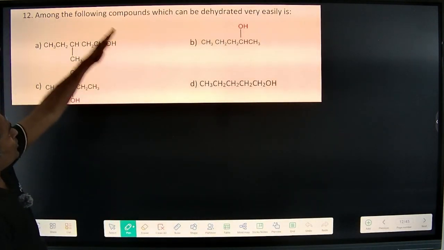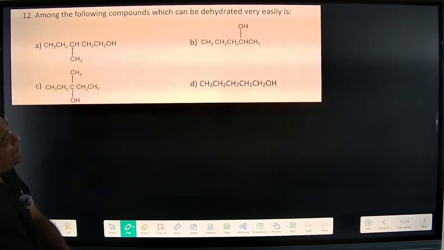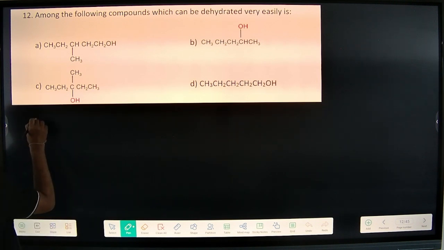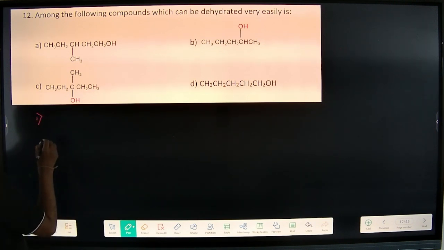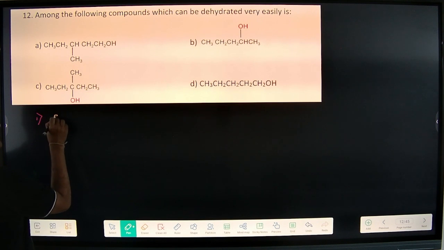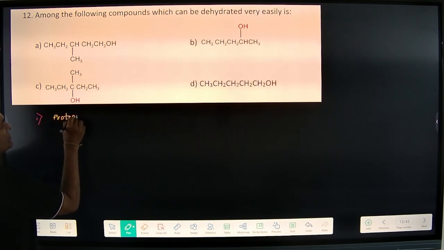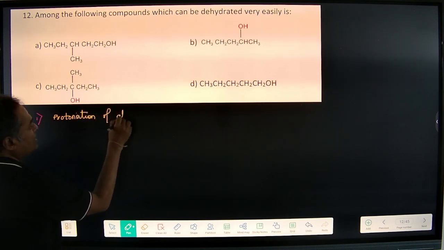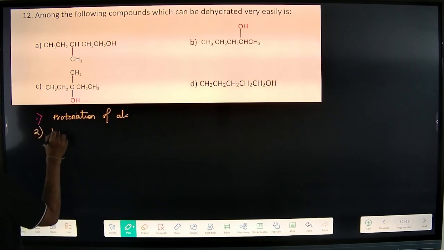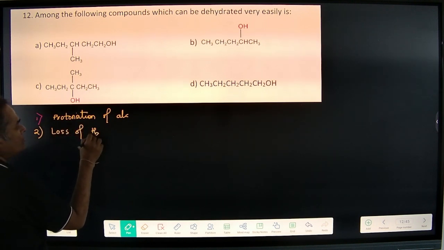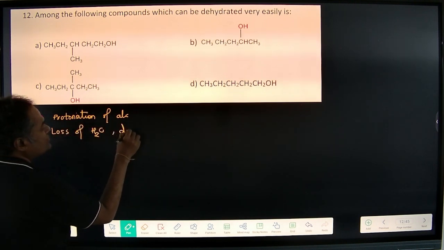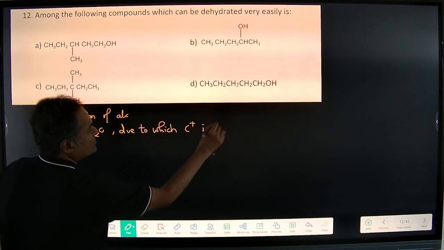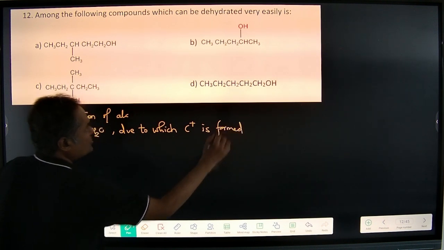Now, here among the following compounds, which can be dehydrated very easily? Now, if you remember, child, your dehydration of alcohol, from the mechanism, the first step is protonation of alcohol, correct. Now, the second step is loss of water molecule, due to which C+ is formed. That means a very simple situation, child.